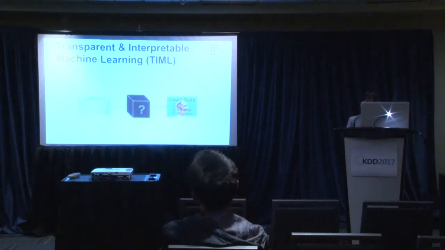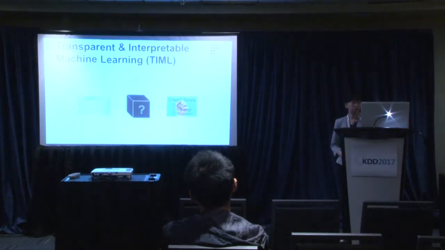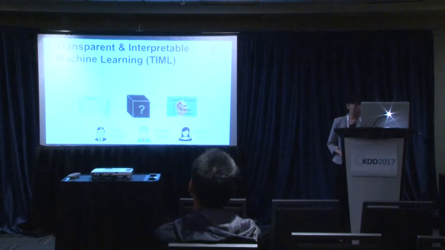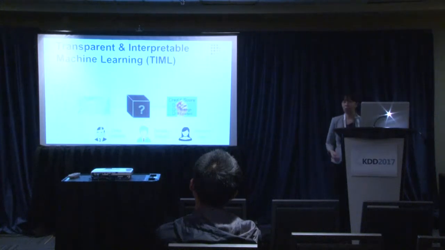For transparent and interpretable machine learning, it adds 2 extra dimensions to traditional machine learning. The first dimension is who. That is, who needs transparency and interpretability. They may include data scientists, domain experts, and affected users. The second dimension that TML adds to traditional machine learning is what. That is, what kind of transparency or interpretability the TML tries to provide.